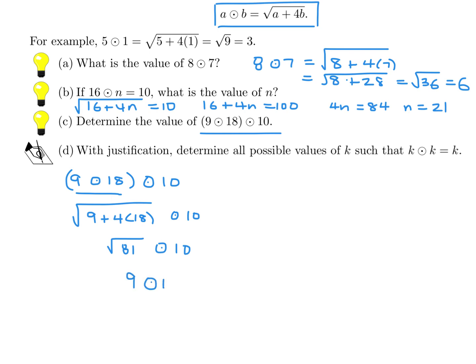So then we have 9 symbol 10. According to the definition, that is the square root of 9 plus 4 times 10. And I believe that's root 49, which of course is equal to 7.